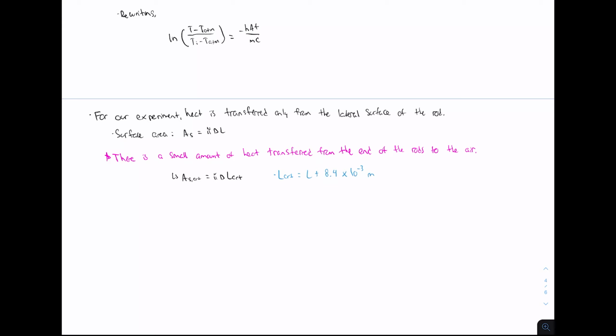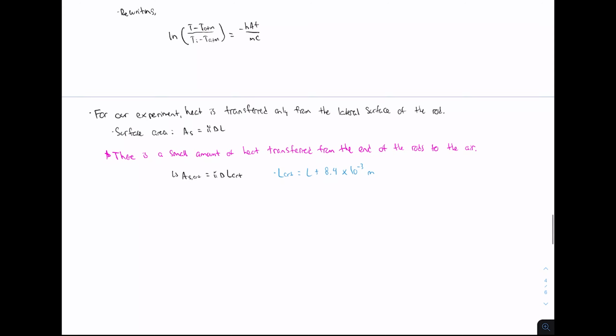Okay, so our corrected surface area is going to be A_s,crt, where crt just means corrected. That's going to be equal to pi times d times L corrected, where our corrected length is going to be the actual length of the rod plus 8.4 times 10 to the minus 3 meters.